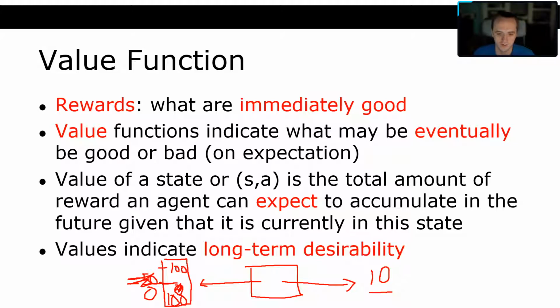So for here, for example, the value here, given that we chose an action at random, well, if we chose left with 50% probability and we have a value of 0, and we chose right with 50% probability and we have a value of 10, then the value of this state, given that we chose an action at random, would be 5. Okay, so that's how that works.